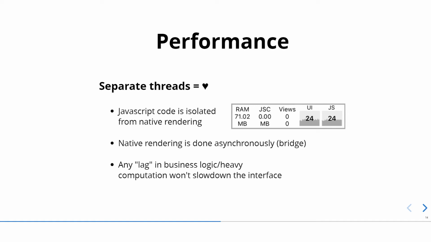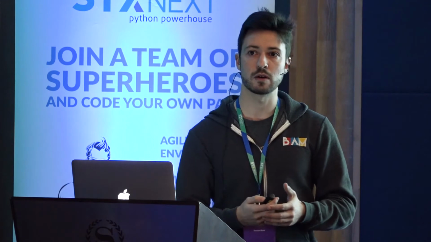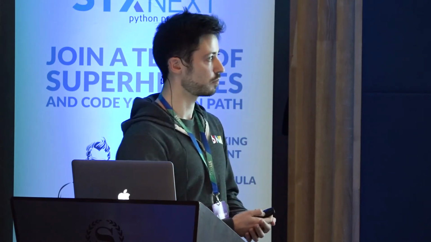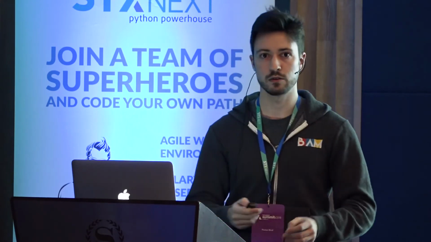There are two separate threads to run the JavaScript code and the native code, meaning that if you're doing an EV computation in JavaScript, which you shouldn't be doing, but still can happen, in this case, it won't block the UI thread, meaning that your UI is always responsive. If you scroll a lot in a list, it is still smooth.